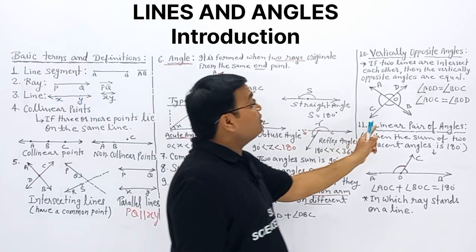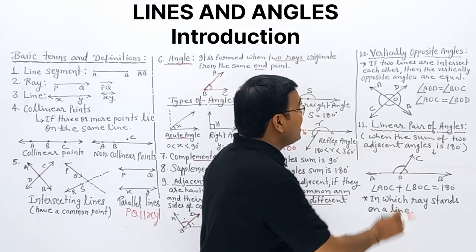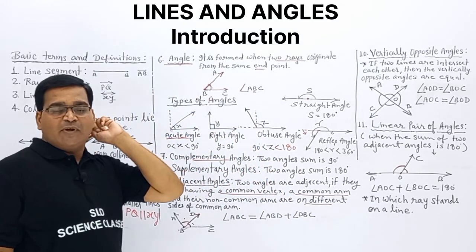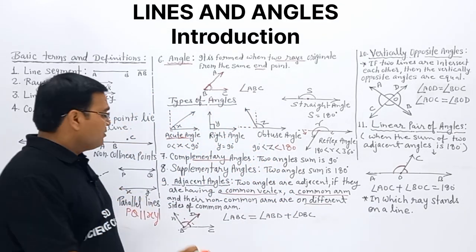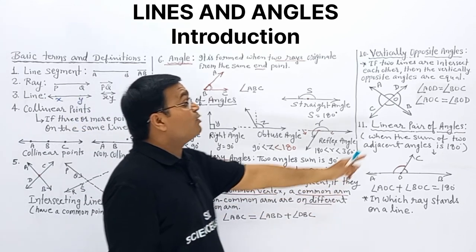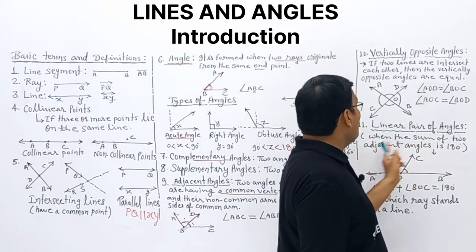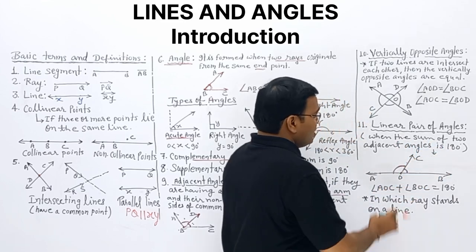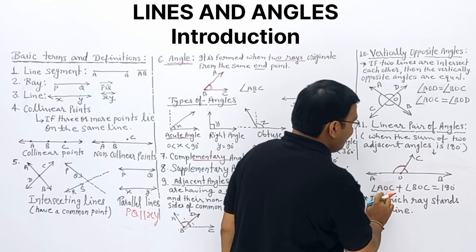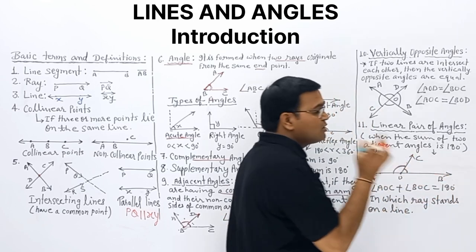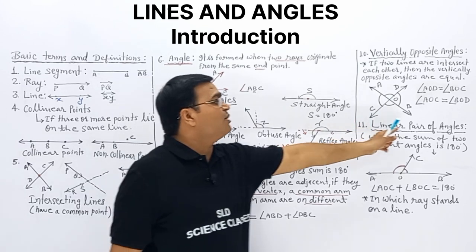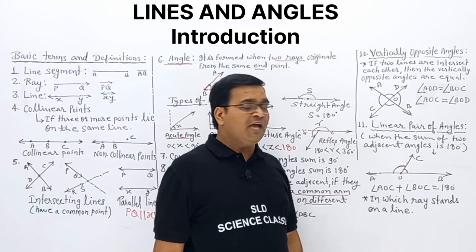But what about the linear pair of angles? Once the sum of adjacent angles is 180 degrees, observe, once we know adjacent angles, clear? Once the sum of both angles is 180 degrees, then they are called a linear pair of angles. When the sum of two adjacent angles is 180, angle AOC plus angle BOC equals 180, then they are called a linear pair of angles. Clear?